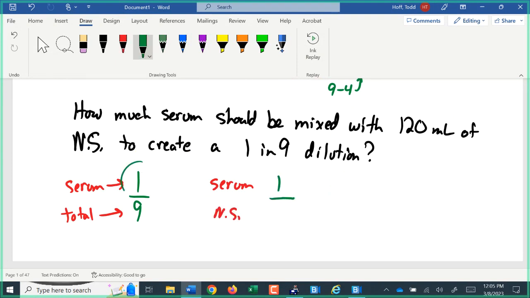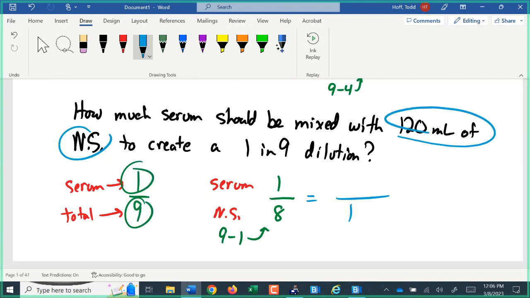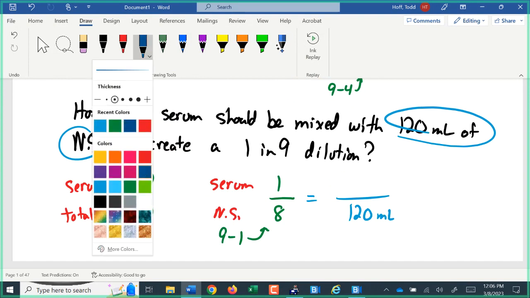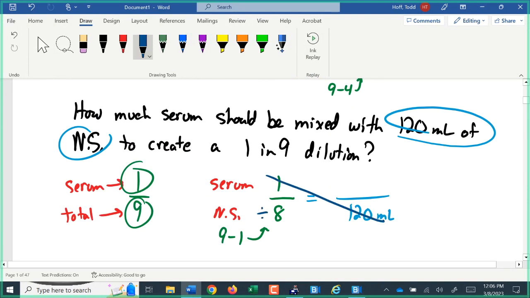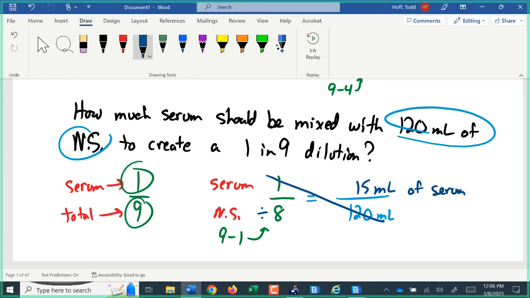Well, once again, our total part serum doesn't change. It's still 1 part. The amount of saline, our neutral solution, is the total parts of 9 minus the 1 part serum, gives us 8 parts of saline. So our ratio of serum to saline is 1 to 8. We know that I have 120 milliliters of saline, so the 120 milliliters goes on bottom, and now we can cross multiply and divide to find the serum. So 1 times 120 divided by 8 gives me 15 milliliters of serum that should be combined with that 120 milliliters of saline.